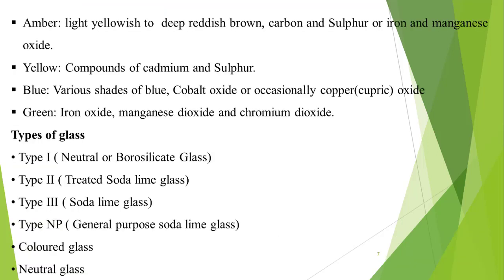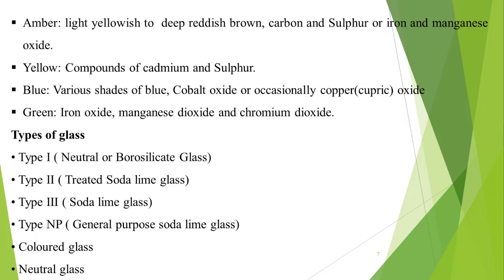So we have seen that different color glass bottles are available for different purposes. If we talk about amber color glass, it is made up of light yellowish to deep reddish brown, generally carbon and sulfur or iron and manganese oxide. A yellow glass container mainly has compounds of cadmium and sulfur. Various shades of blue come from cobalt oxide or occasionally copper oxide, that is cupric oxide. And if the glass container color is green, it may be from iron oxide, manganese dioxide and chromium dioxide.